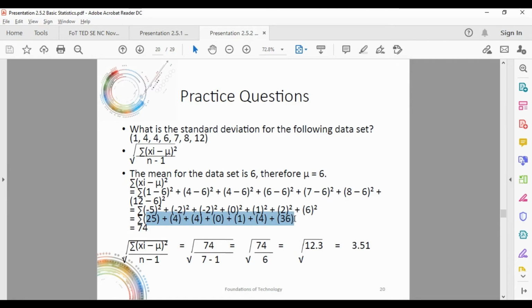Add all of these numbers together, you get 74. And so when you input that, that summation takes care of everything in the numerator. So then this becomes 74 divided by 6, which is 12.3 approximately. Take the square root, you get 3.51. And so that would be your standard deviation. We'll look at some data sets here in a little bit.